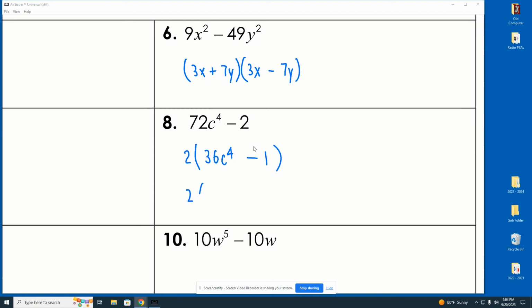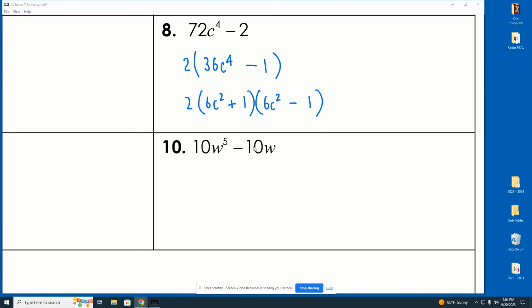Now we have difference of squares. Now it will factor into two binomials. What multiplies by itself to get 36c to the 4th? 6c squared. What multiplies by itself to get 1? 1. And what's the rule? Positive, negative, done. Okay?